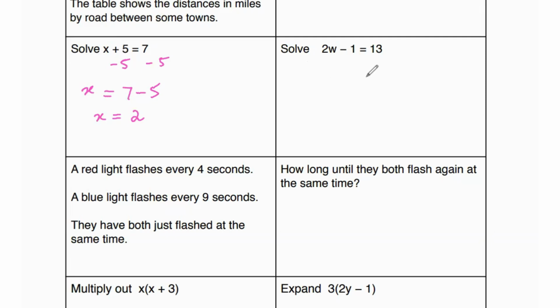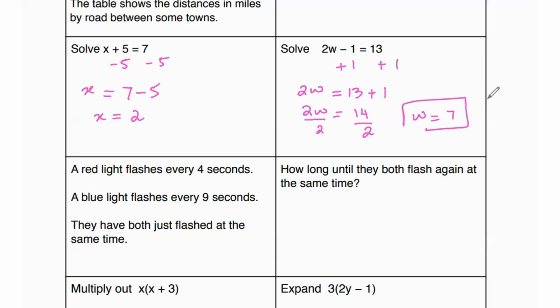Now in the next question, we do have a variable just on one side, but now it's a multi-step equation. In the previous one, there was just one step where we had to subtract 5 from both sides. But now we first have to add 1 on both sides to get rid of the negative 1, which gives us 2w equals 13 plus 1. That is 14. And now to isolate w, we need to divide both sides by 2. So that gives us w equals 7.